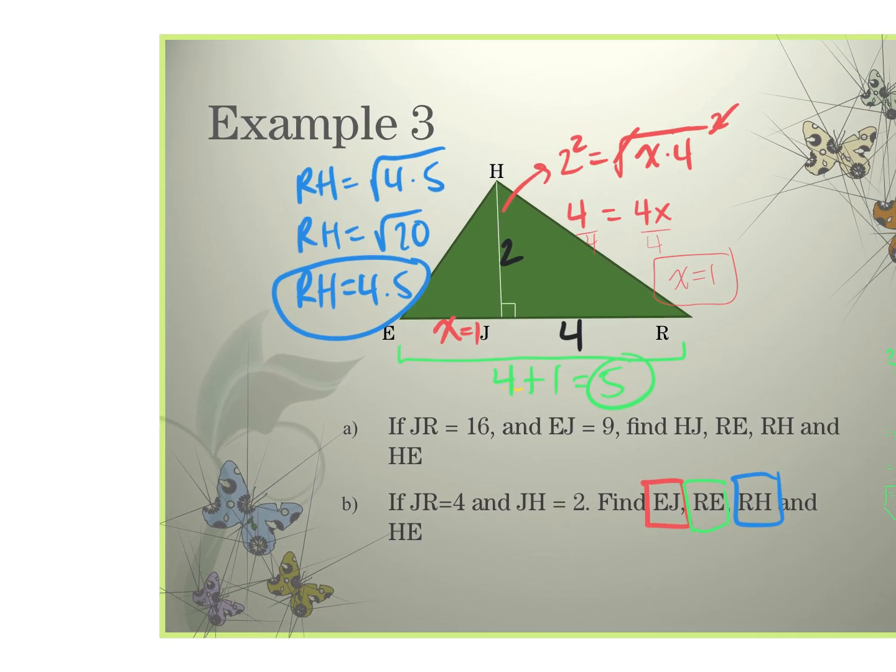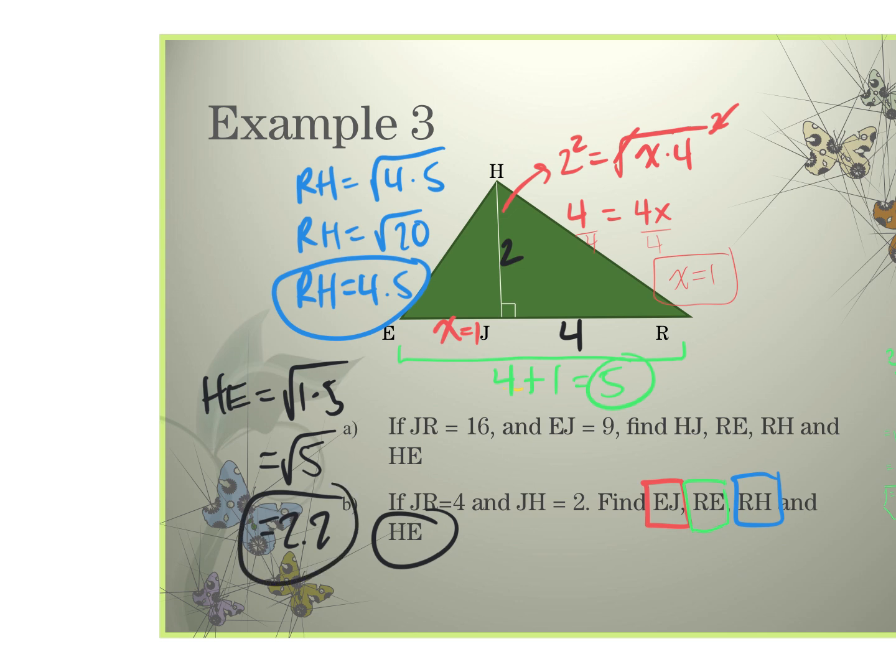What was the last length? HE. All right, HE is going to be the geometric mean of what 2 values? 1 and 5. That means we're going to be the square root of 1 times 5. What's 1 times 5? 5. What's the square root of 5? Do you know it off the top of your head? I don't. So let's plug it into our calculators. The square root of 5 is 2.2. And that's it.